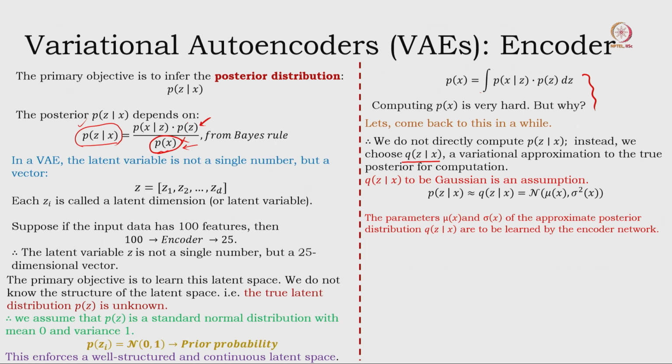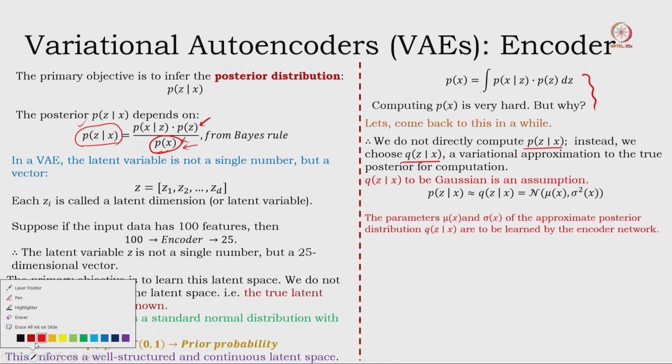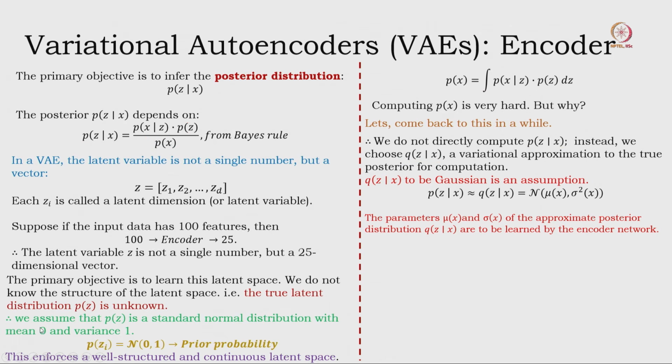We intentionally choose this. What is this? This is a variational approximation to this value only. Instead of directly computing P of z given x, we compute it using a variational approximation by choosing a Q of z given x. So, how do you write this? P of z given x is what we need to calculate, but we are approximating it using this term.